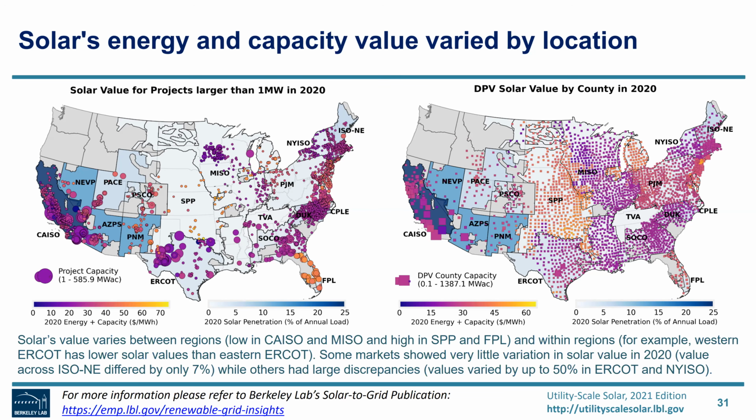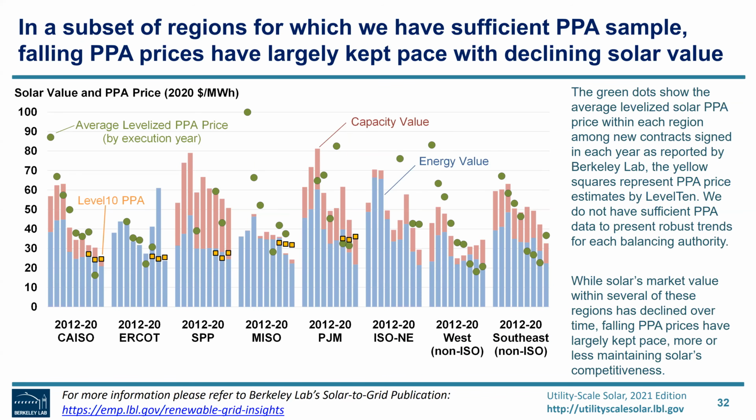Next slide, please. We will now roll up these previous plant and county-specific results into broader regional averages. The energy value is depicted here in blue, and it's the dominant value component in most regions. From 2012 through 2020, the annual energy value of solar varied mostly in concert with wholesale energy prices. The main driver of that wholesale price decline, as you probably know, since 2014, were decreasing natural gas prices.